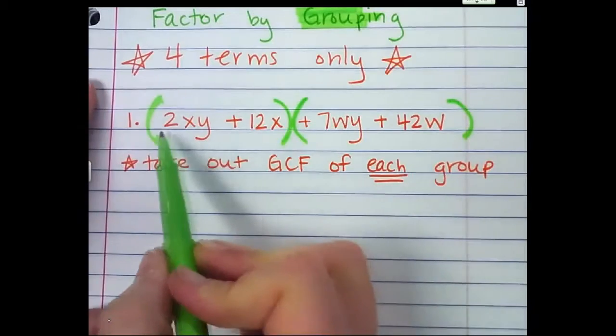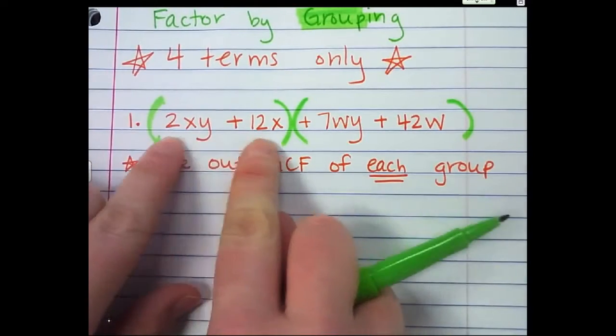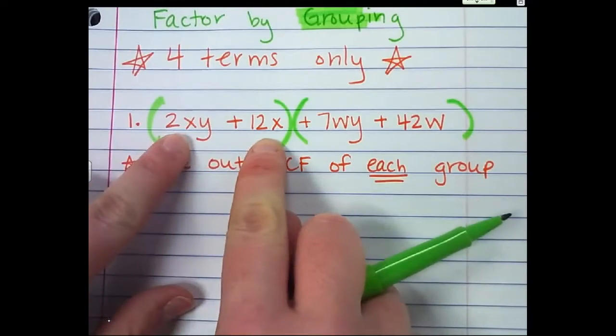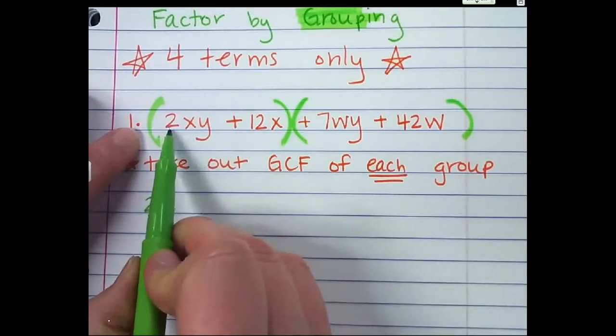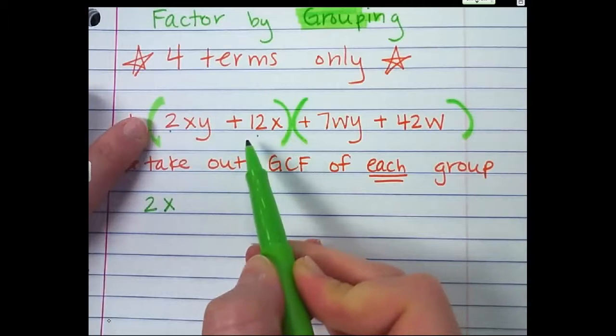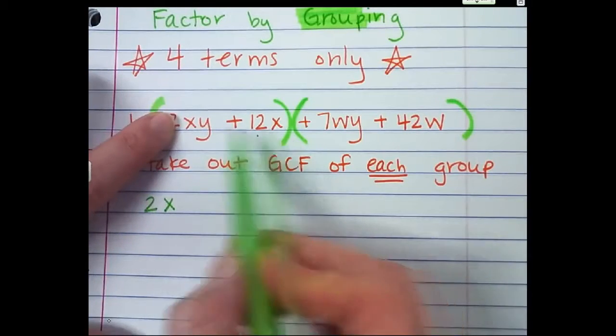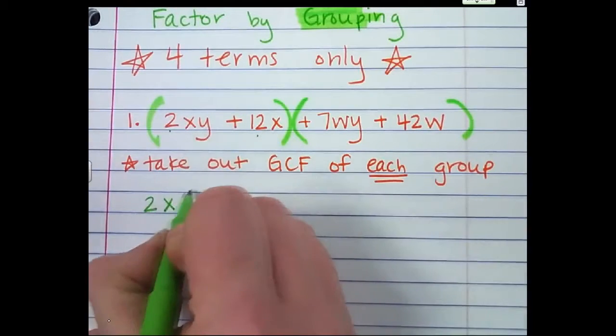So look at this first group here. What's common that I can take out just in this parentheses? 2x. Okay, so you look at the 2 and the 12 and say, okay, I can take out a 2. I can take out an x, but I can't take out a y. So I take out a 2x.